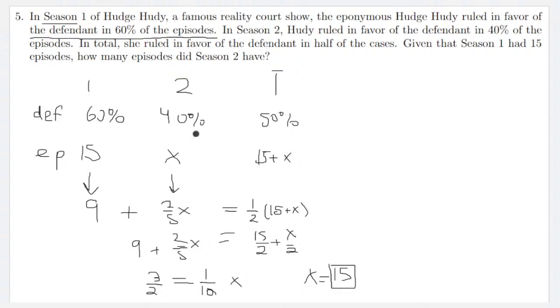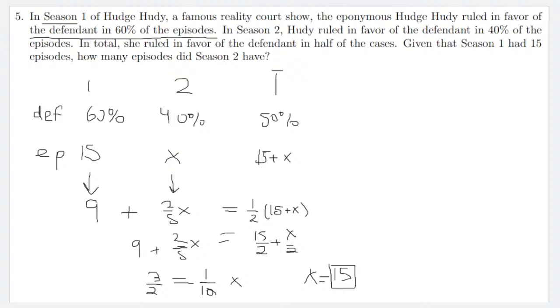Another way we can see this is, well, the defendant got 60% in season 1 and 40% in season 2, but 50% across the 2 seasons. So if the average was 50%, and 50% is right in the middle of 60 and 40, then the 2 seasons have to have equal weighting or the same number of episodes. So we can shortcut and say X is 15.